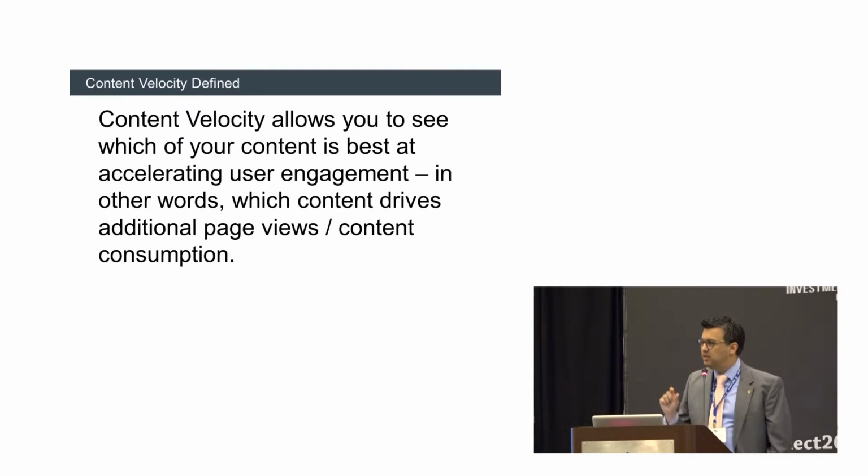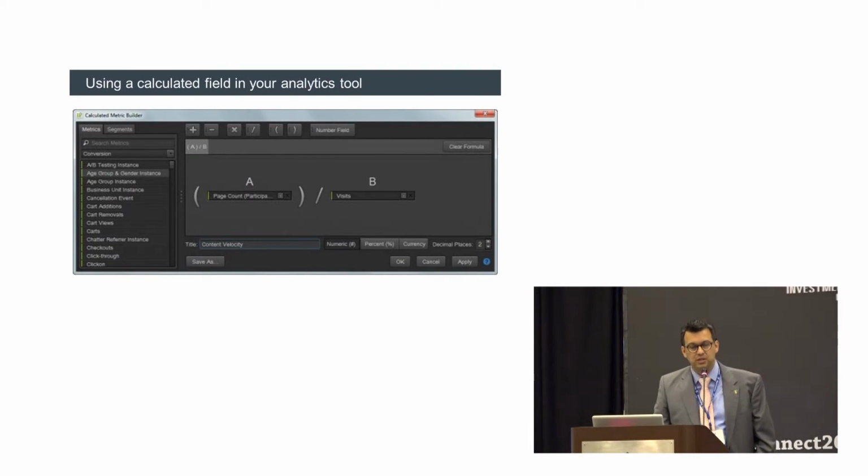And the content velocity is an associated metric. It allows you to see which of your content is best at accelerating user engagement. In other words, which content accelerates or drives additional views. So in one of the systems, this is how you would actually look at it. You would look at the page count of a particular resource and divide that by the visits. This is a calculated field in your analytics.